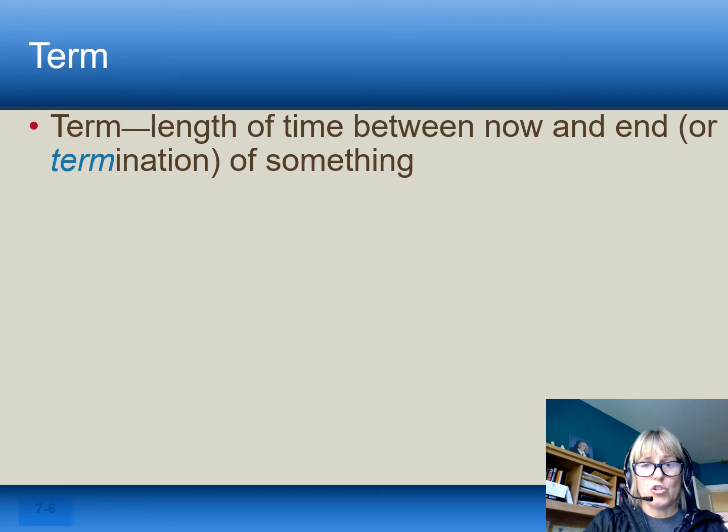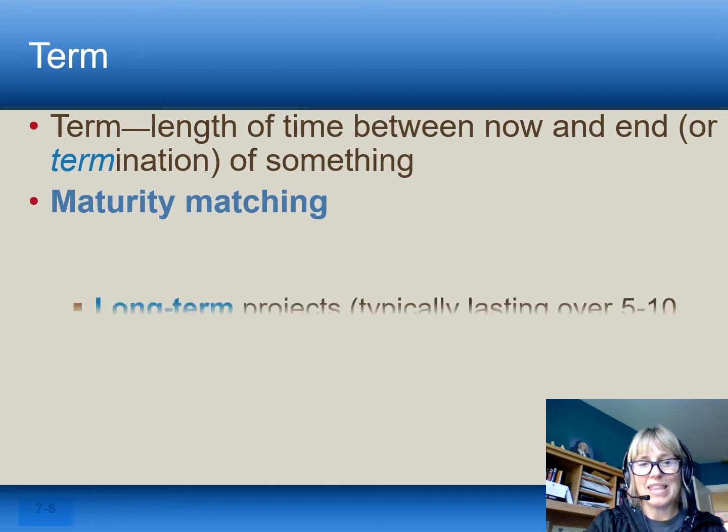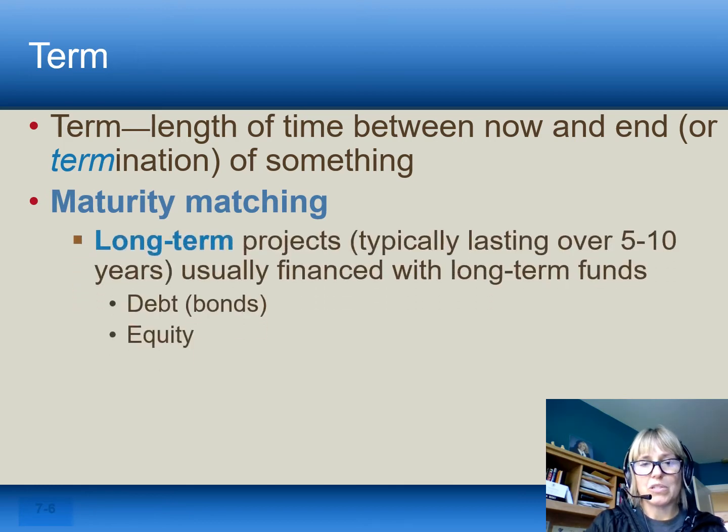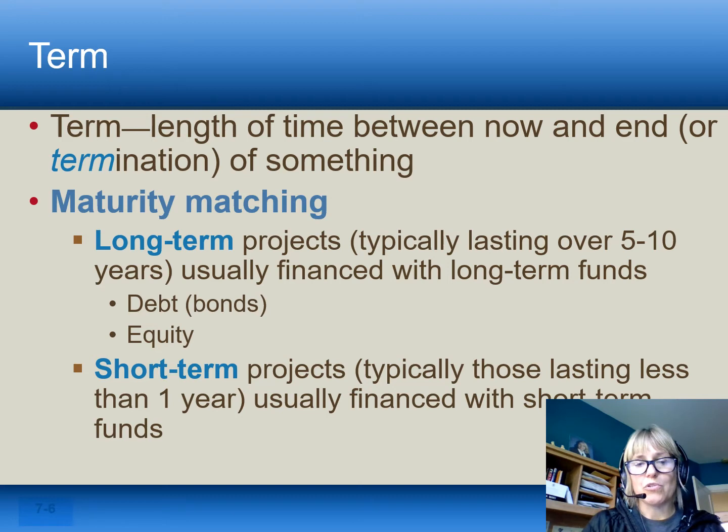Now, the term is the length between now and the termination of something. There's a nice easy way to remember it. And this is just as we discussed in our chapter on bonds, which you covered before this chapter. It's in a different sequence, obviously, in the text. This is something you're familiar with. And there's this really important maturity matching principle that says that long-term projects should be financed with long-term financial instruments, and short-term projects should be financed with short-term financial instruments and financial tools. And that's the maturity matching principle. It's really important in finance.